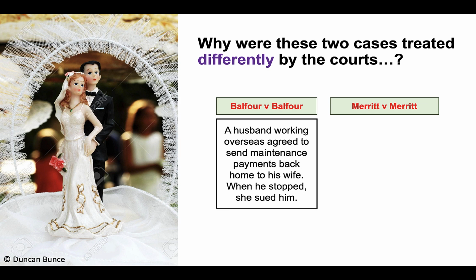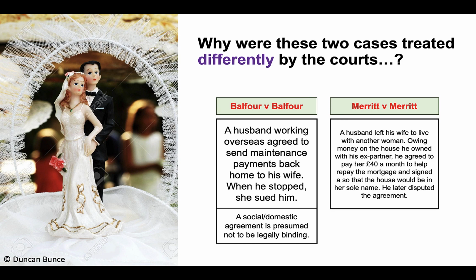And if we look at the ratio, that's the one we're going to use perhaps for a social or domestic agreement: it is presumed not to be legally binding. So that's the case we'd like to use for that. Merritt, on the other hand, the facts were the husband left his wife to live with another woman. Owing money on the house he owned with his ex-partner, he agreed to pay her £40 a month to help repay the mortgage and signed an agreement that the house would be in her sole name. He later disputed the agreement.